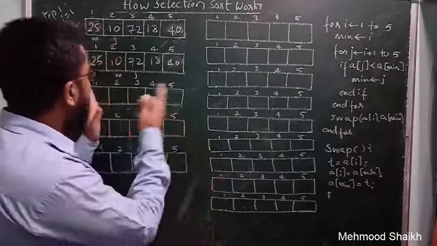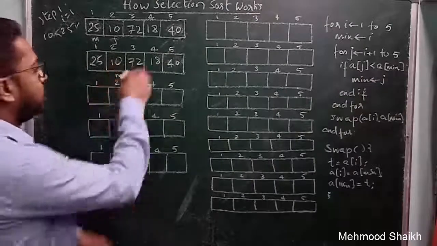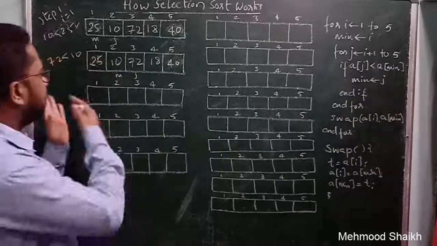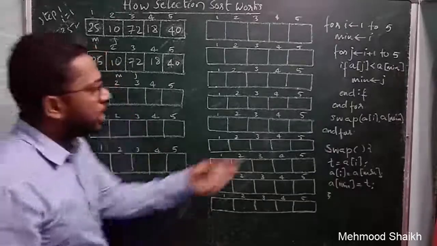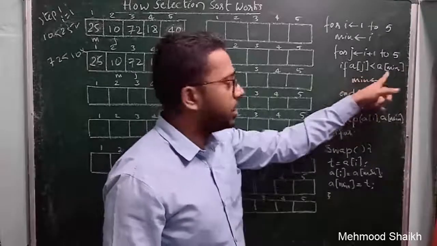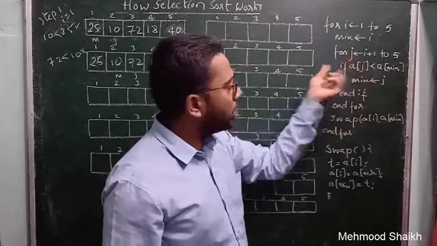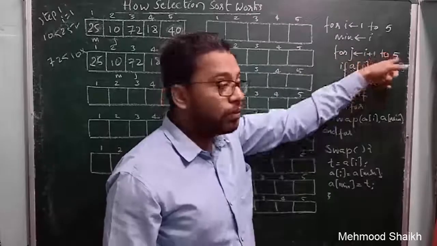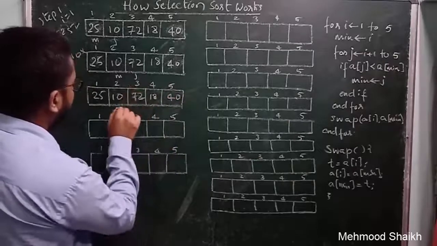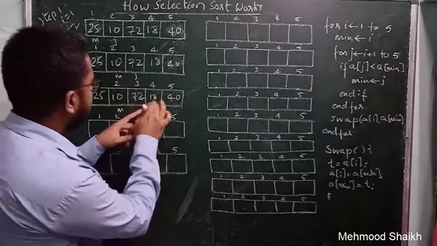Now we will make a comparison between the third element and the second element. We will check whether 72 is less than 10. Yes, 72 is not less than 10, so the condition becomes false. In this case we will not change min, we will not pass the value of j to min because the condition didn't get satisfied. So we will just come out from this if and return to this for loop to increment the value of j from 3 to 4. So now the minimum element will be 10 only. We are just changing the position of j.